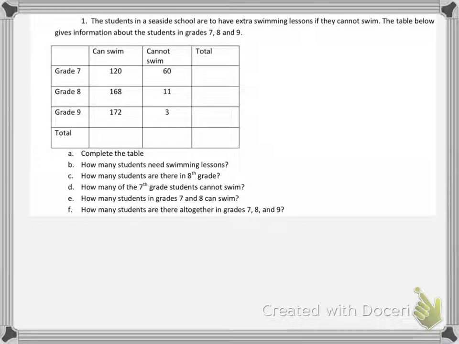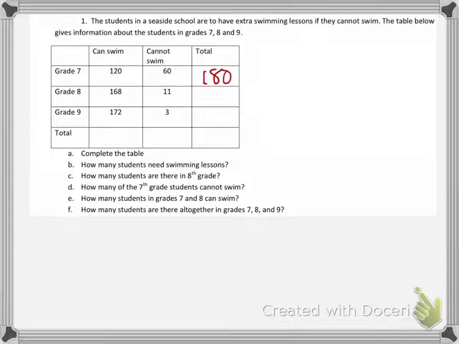All right, as you can see, this table is telling us how many students in 7th grade can swim and cannot swim. But as you can see, there's some boxes that are blank. We got to fill it in. So when you see that word total, you're basically just giving the total amount. So let's look at the first row. We got 120 7th graders who can swim and 60 who cannot. So when you add those together, you get 180.